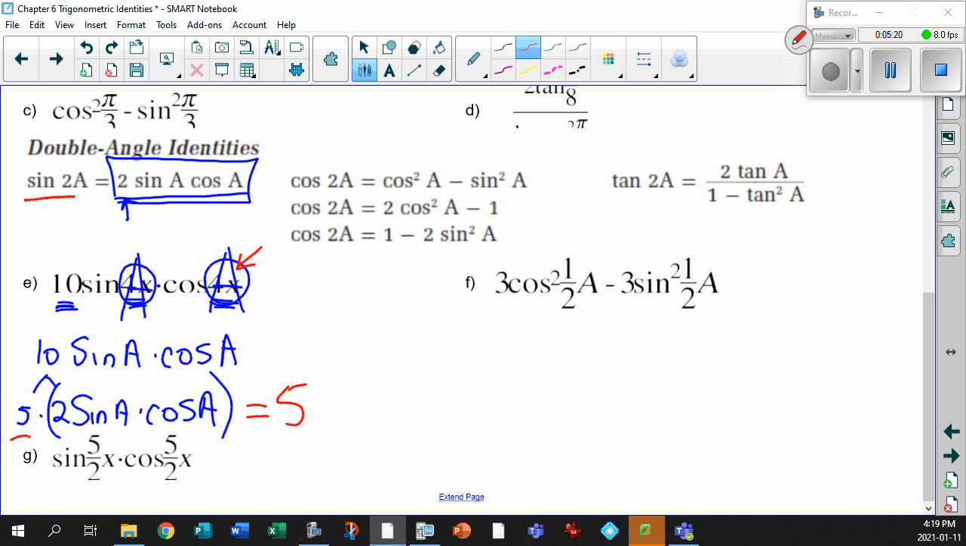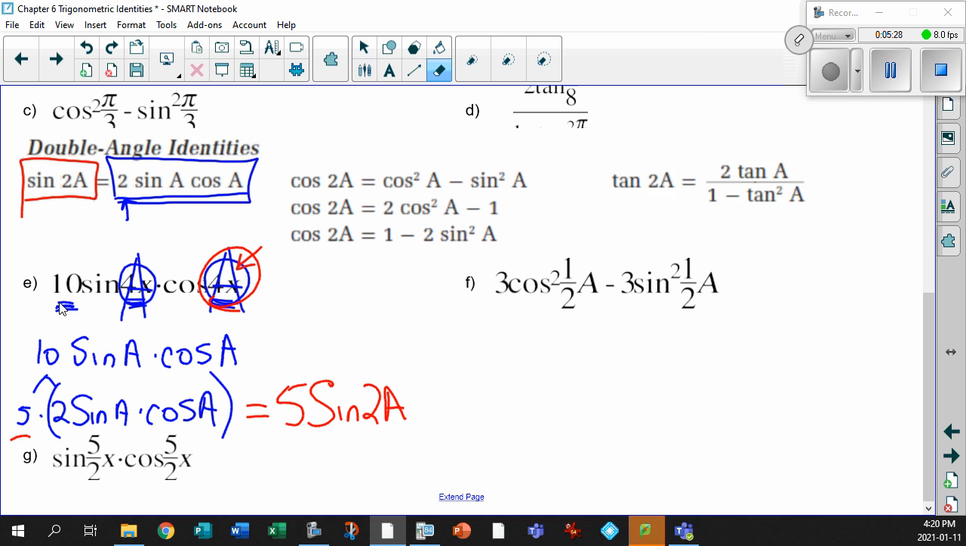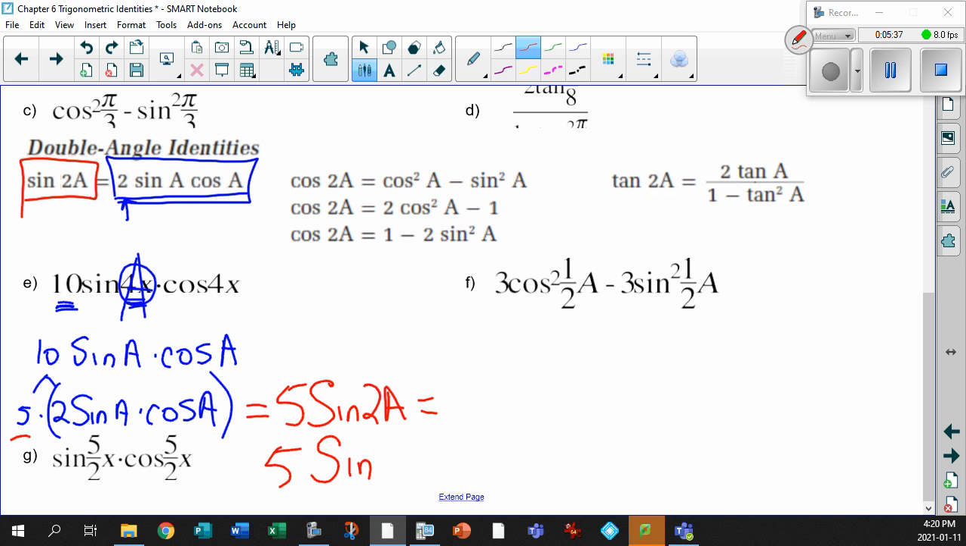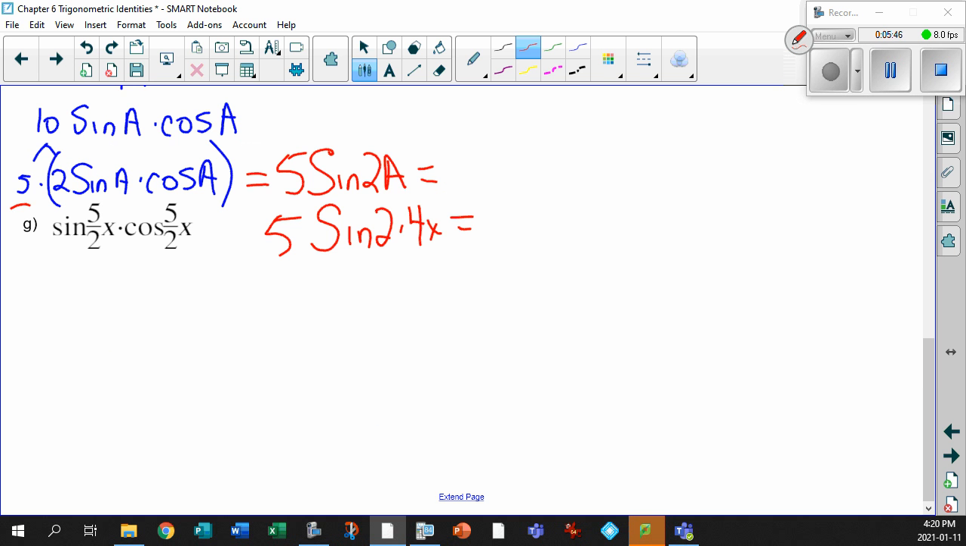But what did this tell you to do? This told you that this is the sine of 2A. What was A? Here, let's erase it and I'll prove it to you. What was A? Oh, it's 4x. So this works out to be 5 times the sine of 2 times 4x. I'm going to extend the page here. 5 sine 8x. There's my answer.